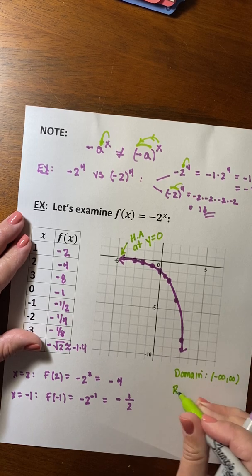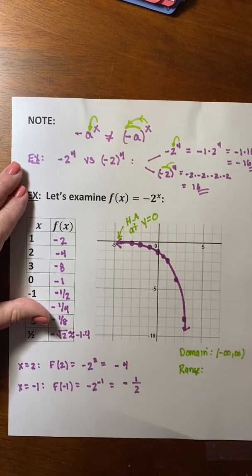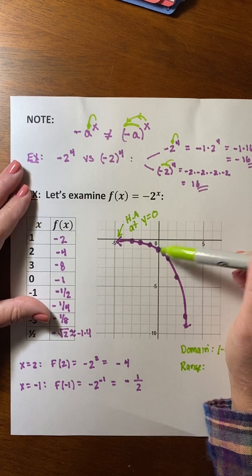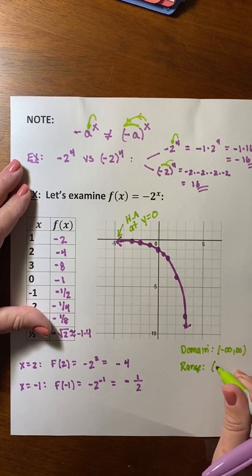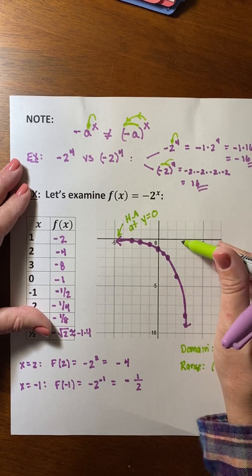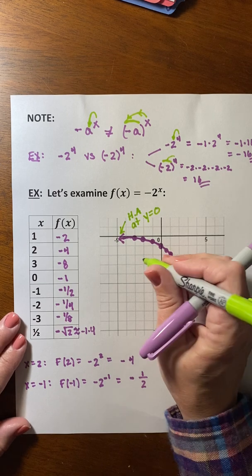Now the range, this time we have to be careful. The range still depends on the horizontal asymptote. So our range is always the numbers above the horizontal asymptote, or all the outputs are below the asymptote. In this case, they're below, so we always put the negative infinity on the left. So negative infinity, and then they stop at 0. We don't include that value. All right, be careful here.